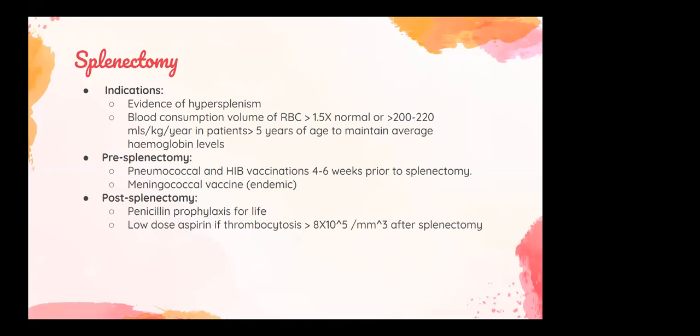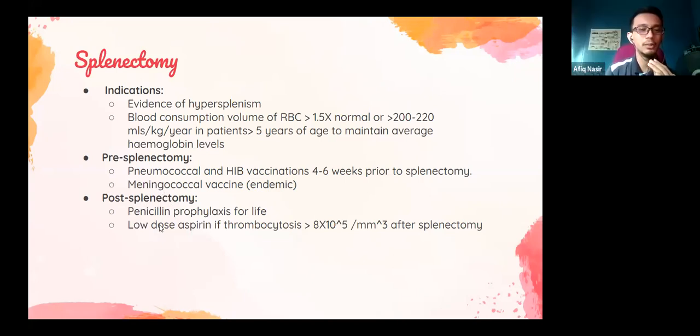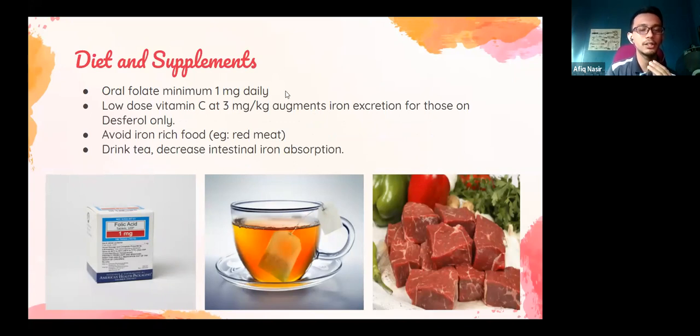Okay, proceed. After splenectomy, the patient will have to undergo penicillin prophylaxis for life, and if there is thrombocytosis, the patient must take low dose aspirin. And this is the non-pharmacological management. The patient must drink tea to decrease intestinal iron absorption, and must avoid iron-rich food such as red meat. The patient must also take oral folate and low-dose vitamin C to help in iron excretion.